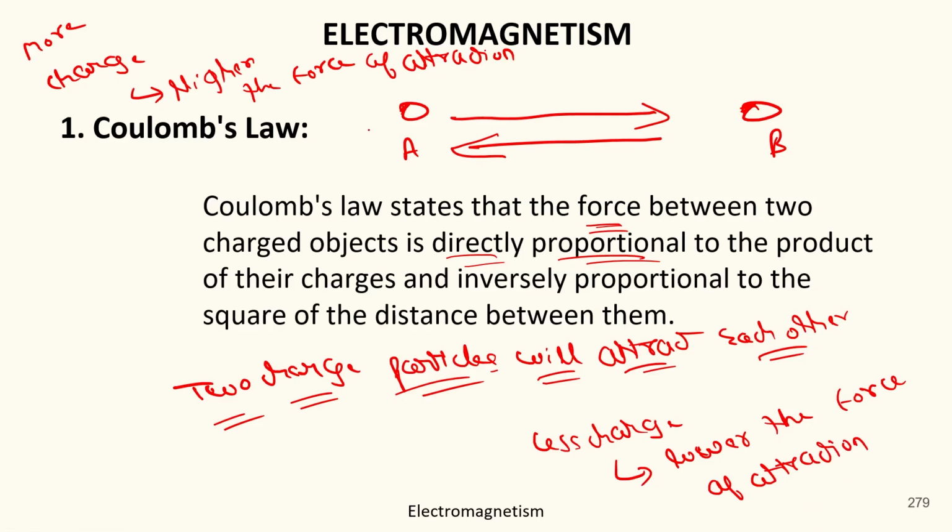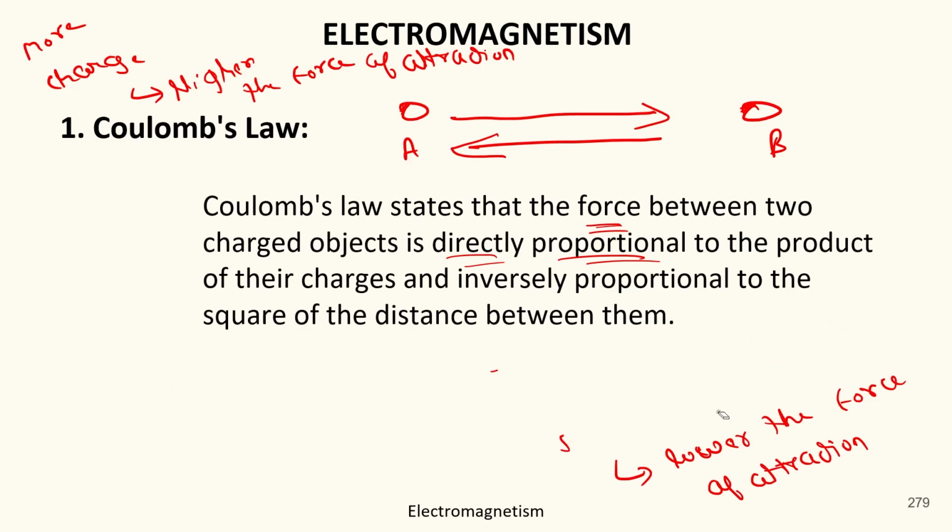So it simply means if they have a higher charge, their force of attraction will be more and they could attract each other with more intensity. But if their charge is low, then the force of attraction between them will be low and they cannot attract each other with great intensity. Got it? So it was the first interpretation of this law.